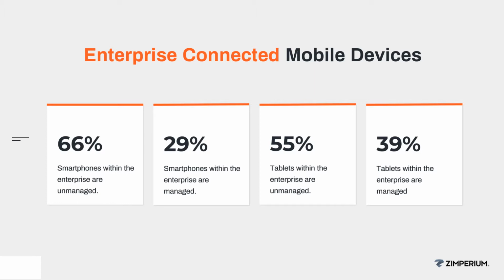Now on the tablet side, we're seeing 55% are unmanaged, while 39% are managed. Again, there was that third question of saying I don't know. Again, raising that same concern to us and saying, how do you not know what's connected into your network? But that kind of sets the tone and the scope of what the mobile device has really introduced into the enterprise as we have scaled beyond the office walls.